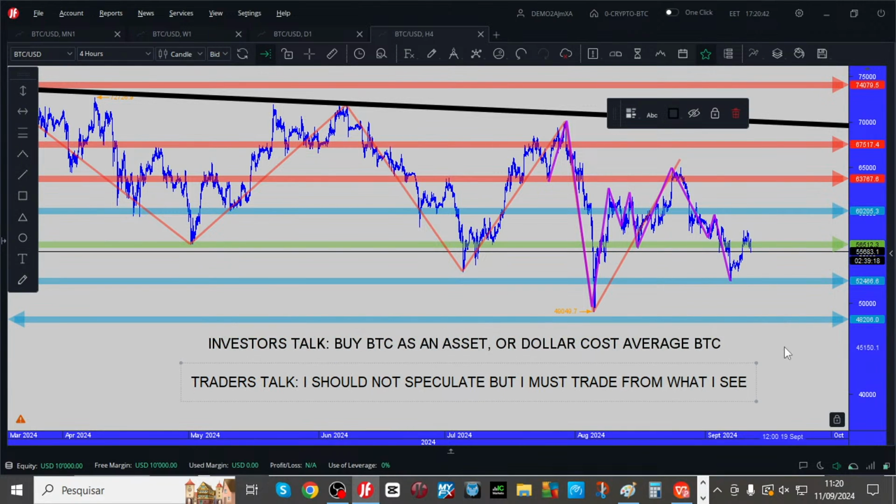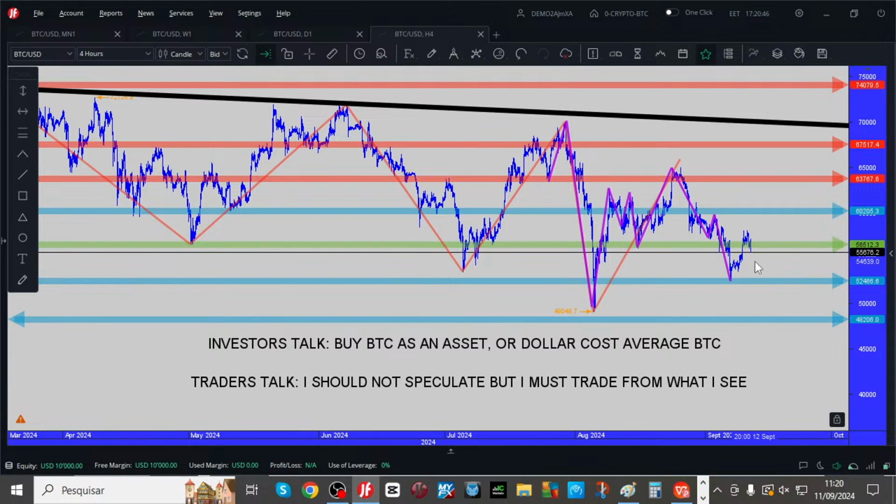Investors tend to speculate, oh, Bitcoin is going to go up. Well, what if Bitcoin doesn't go up for the next 5 years? Then what? Oh, I'm going to dollar cost average. Well, what if Bitcoin doesn't go up for the next 10 years? What are you going to do? You can use traders to time the buying.